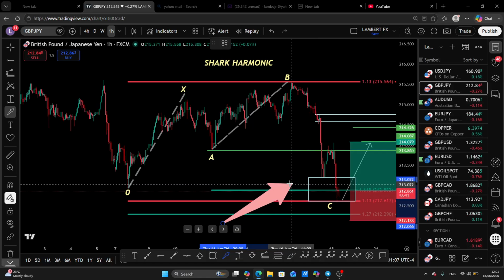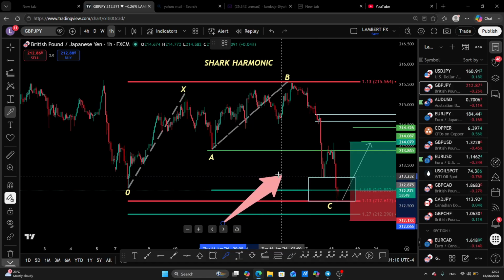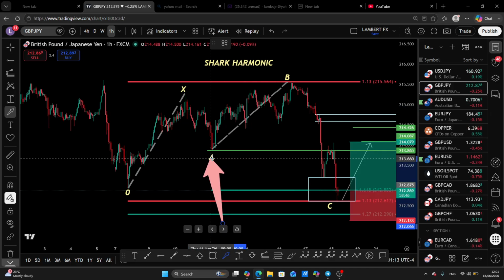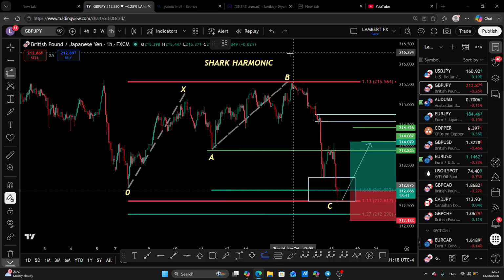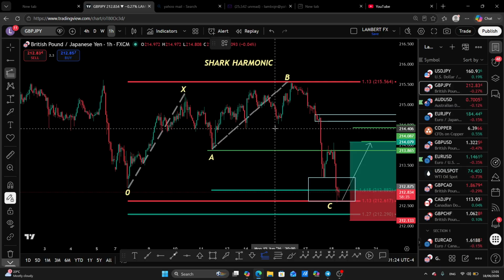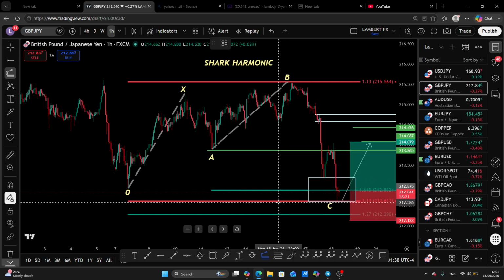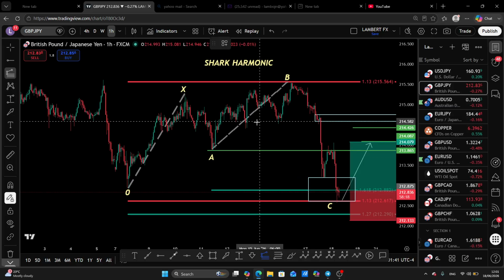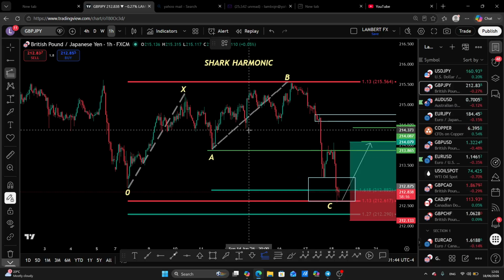Okay, there's one more measurement to take. We need to measure the BA leg, or AB leg. So you grab your fib extension, you measure from B to A, back to B, and you need a number between 1.618 and 2.24, which converges closely to 1.13. So the numbers you need are 1.618, 2.0, and 2.24. One of those 3 numbers is what you need for a shark pattern.